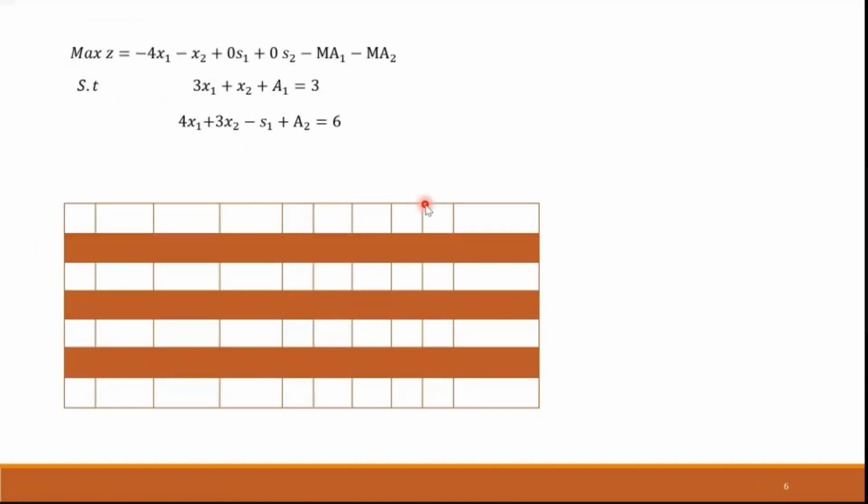So we'll go to the next table, writing all the variables. Again, I told you the order is not important. You can follow any order of these variables. Now, there are 3 constraints, so we should have a 3 by 3 unit matrix at the end of this table. So first we're writing the first row as the first constraint. Coefficient of x1 is 3, coefficient of x2 is 1, s1 is not there in the first constraint, so 0, s2 is also not there, a1 का 1, a2 भी नहीं है, bi is equal to 3.